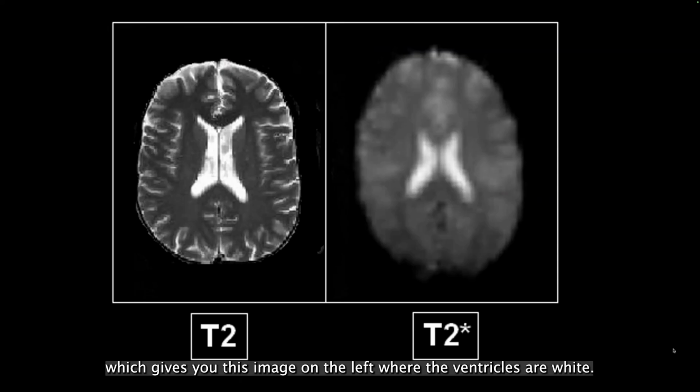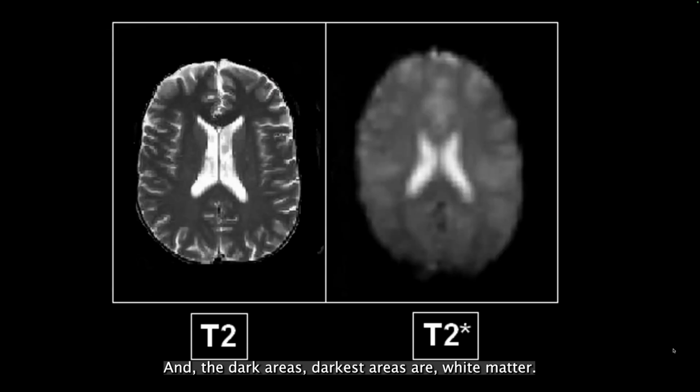Where the ventricles are white and the darkest areas are white matter, and the gray matter looks gray. A T2 star is a slightly different T2 scan, which has structure, but it's acquired very rapidly, and it's not cleaned up in the same way a T2 is. And because it's acquired rapidly and it's not cleaned up in the same way, it may have information in here.